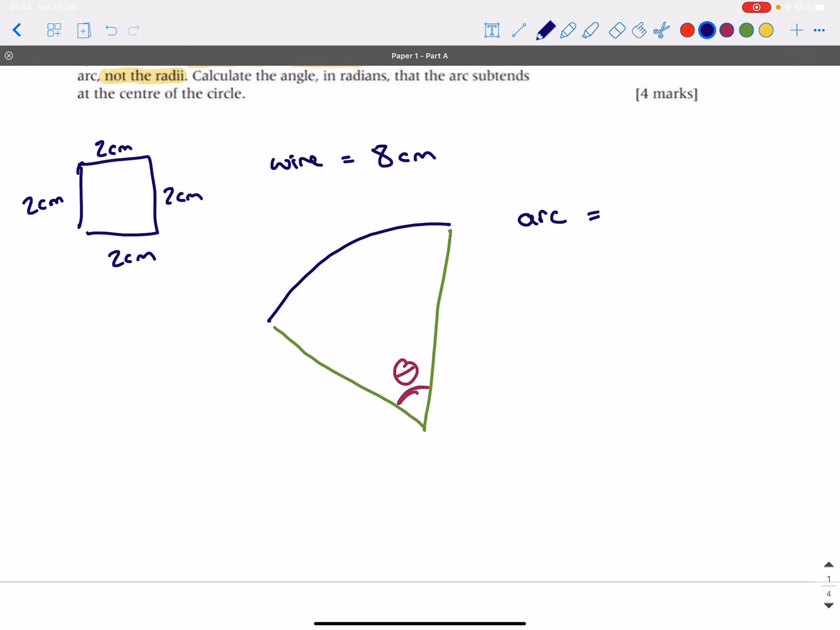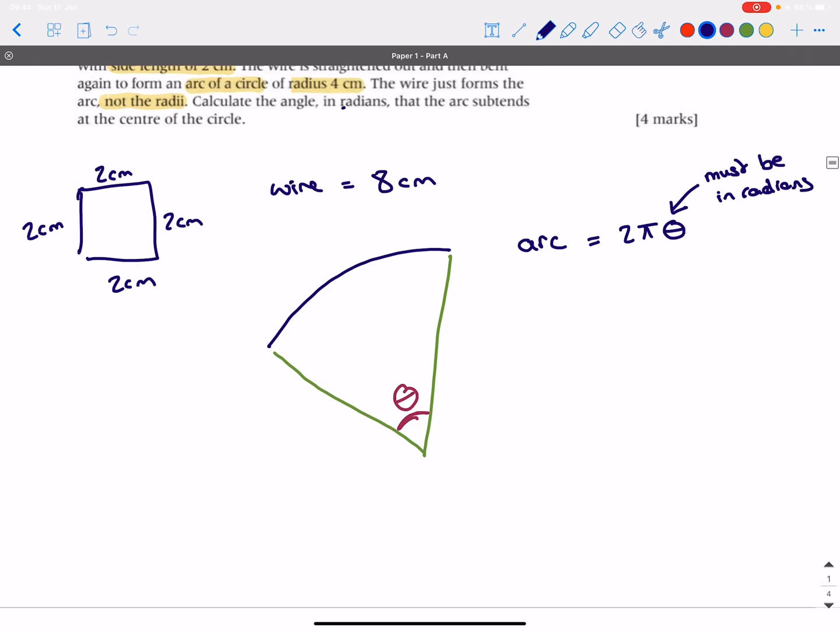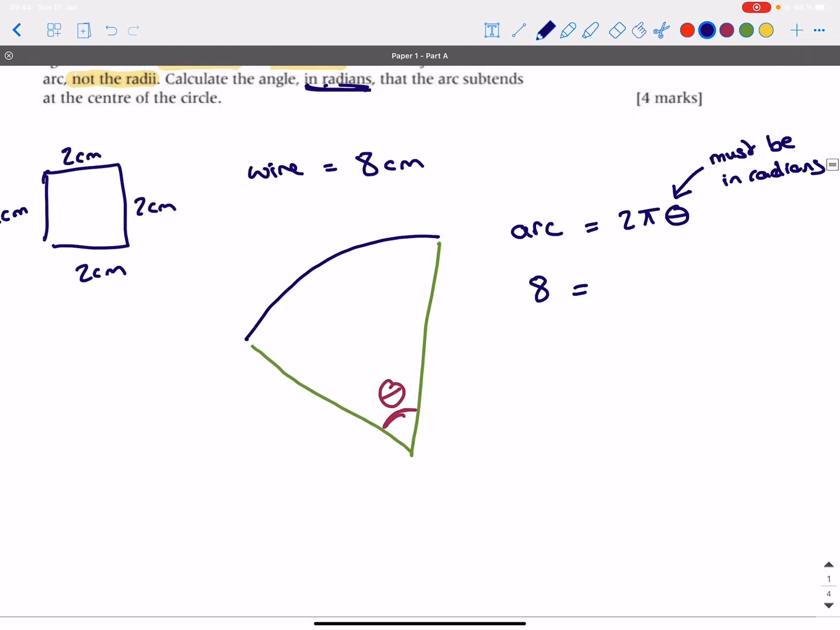So the formula for the length of an arc is 2 pi theta. But I really hope it says this in your formula book. I'm sure it does. That theta in this formula must be in radians, which is good because this exam question is asking you to find it in radians. So I'm now going to fill in what I've got. I know the length of my arc must be 8 centimeters because that's the length of the wire. I knew that because the square had side lengths of 2. So the length of the arc is 8 centimeters.